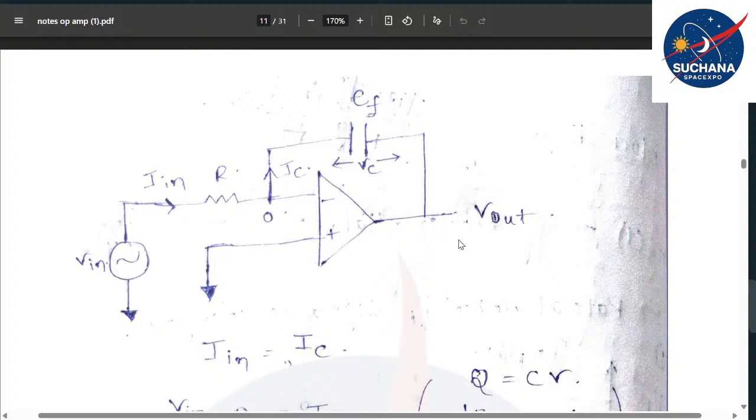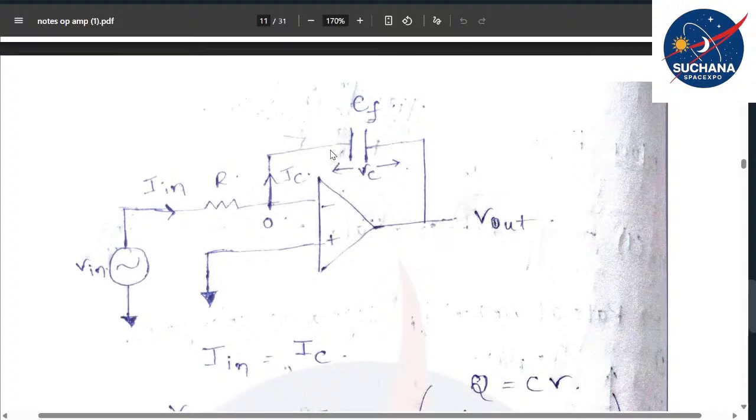It can be through any component, or else it can be even without a component. If you directly short this particular terminal with the V out, it is automatically considered a negative feedback condition. But here, in earlier examples that we have seen, we had one resistor, which we call the RF, the feedback resistor. Here we are using CF, which means a feedback capacitor, or feedback capacitance.